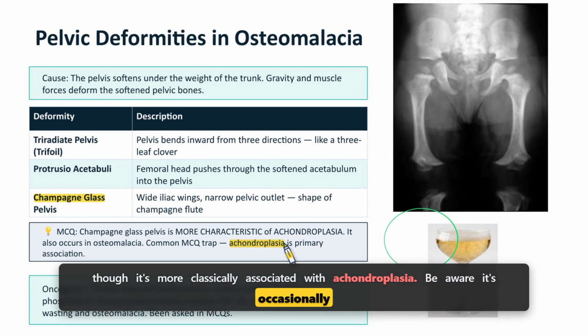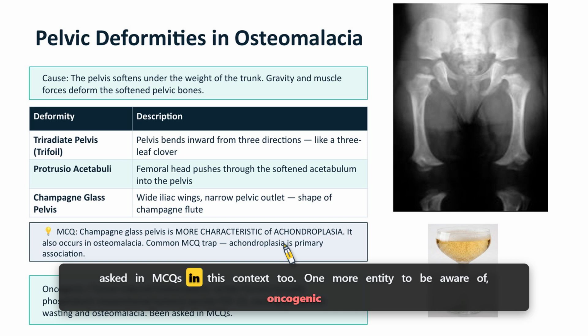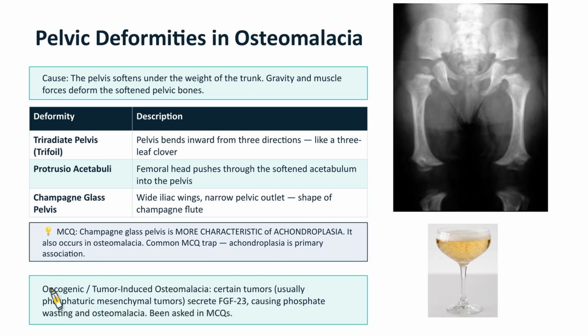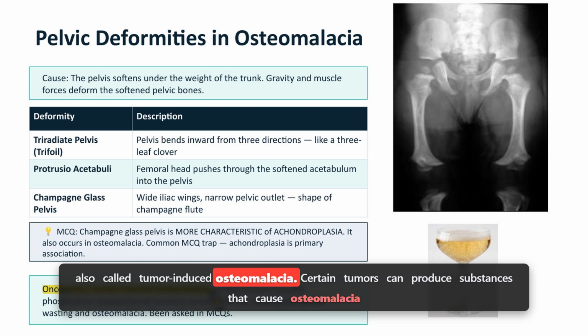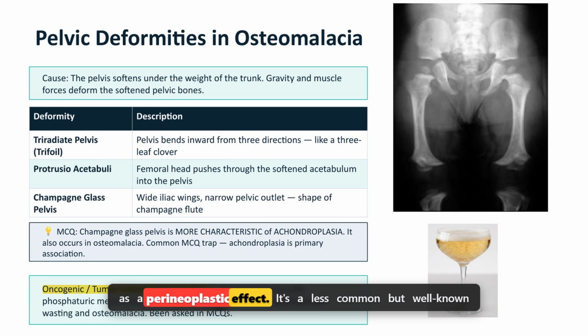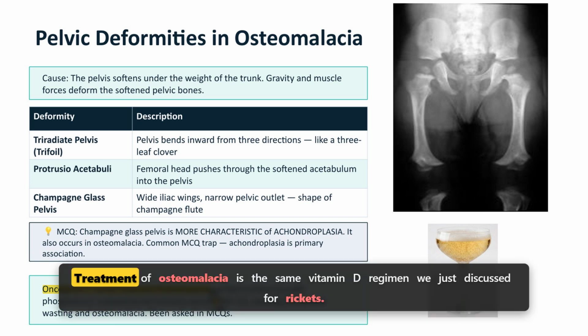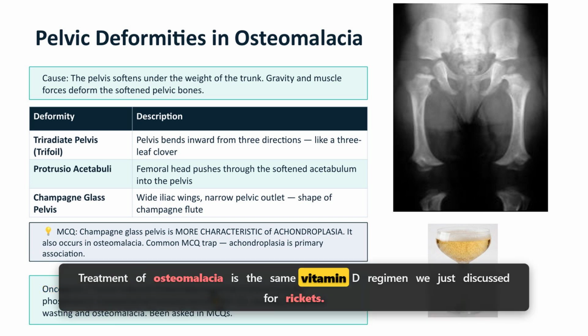Be aware it's occasionally asked in MCQs in this context too. One more entity to be aware of: oncogenic osteomalacia, also called tumor-induced osteomalacia. Certain tumors can produce substances that cause osteomalacia as a paraneoplastic effect. It's a less common but well-known cause. Treatment of osteomalacia is the same vitamin D regimen we just discussed for rickets.